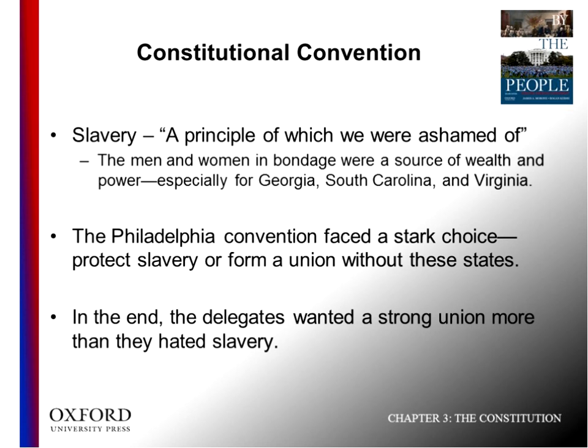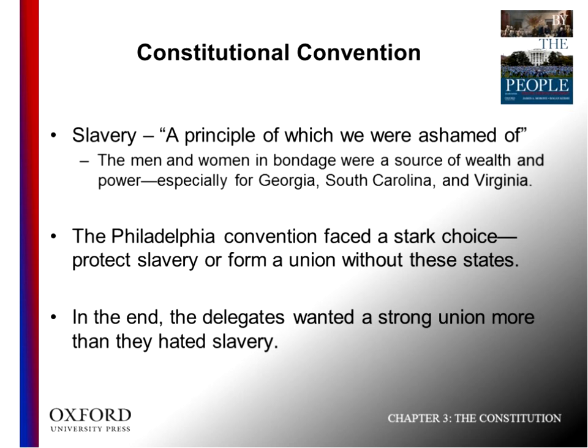Now, the sixth theme that we see is that of slavery. Slavery was a divisive theme throughout the entire Constitutional Convention. In fact, the authors labeled it a principle that we were ashamed of. Nobody ever really seriously considered eliminating slavery. There was only one person at the convention who, in the opening prayer of the convention, would pray that slavery would come to an end, and that was Ben Franklin.